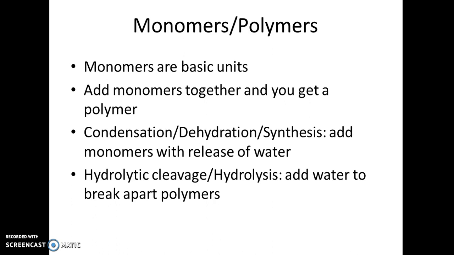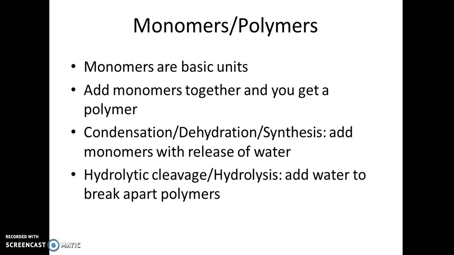Monomers and polymers. So you have to understand monomer means one, polymer means many. Monomer is the basic unit. And what we'll do is we'll add monomers together to form a dimer, di is 2, or a trimer, tri is 3, or a polymer, which is many. So how do we add the monomers together? Through reactions. Now this reaction is just one reaction that has 3 different names. You can either call it a condensation, a dehydration, or synthesis reaction. We add the monomers together and you release water.